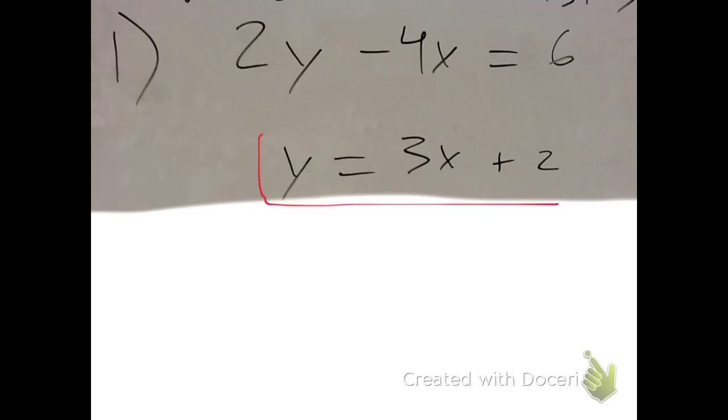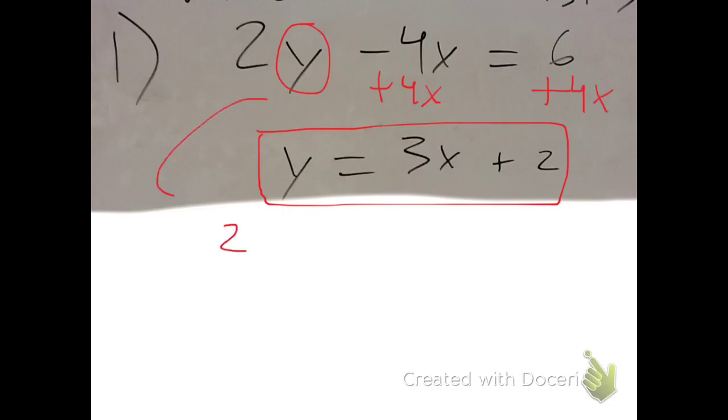Our second one is already in y equals mx plus b, but the top one's not. So let's change the top one. We have to solve for y. Well, first thing I want to do is get rid of that 4x, because we're trying to get y by itself. So I'm going to add 4x to both sides. 6 and 4x don't really combine, so left side we got 2y, right side we got 6 plus 4x. I'm going to do 4x plus 6 because I can put either of them first, it doesn't matter.